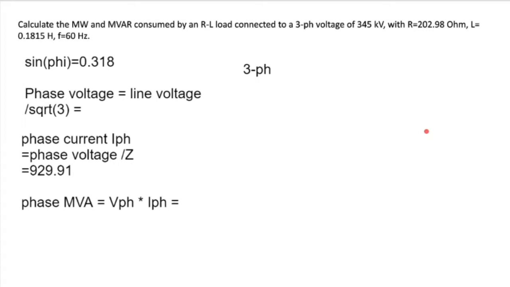Three-phase megawatt is per phase megawatt times 3. So what's the value? Three-phase megawatt, per phase megawatt times 3. Please give me the answer quickly.